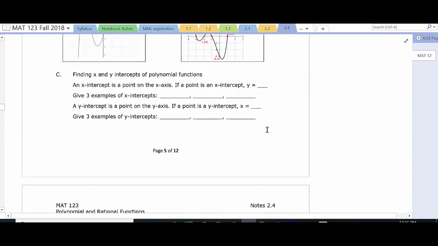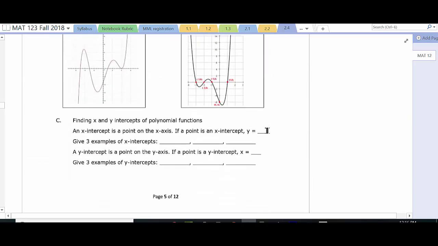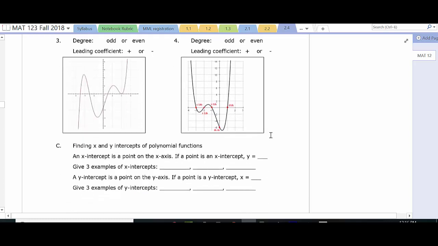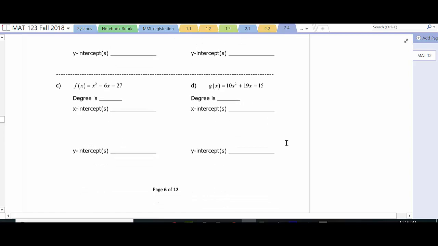Do we do C? Let's not worry about C. I just want you to do these 4 problems, and then we start looking at a few other ideas here.